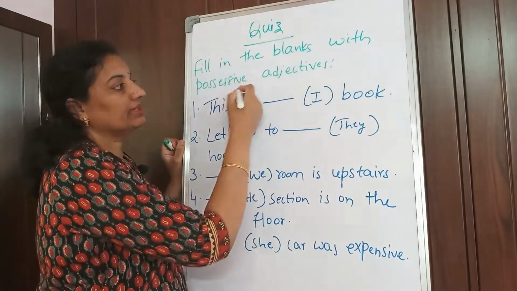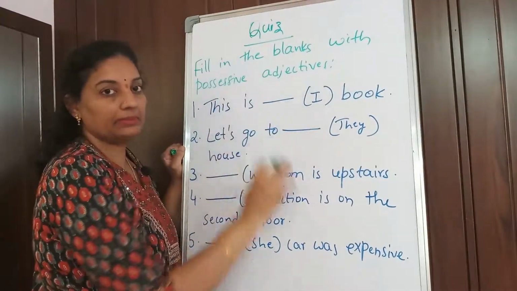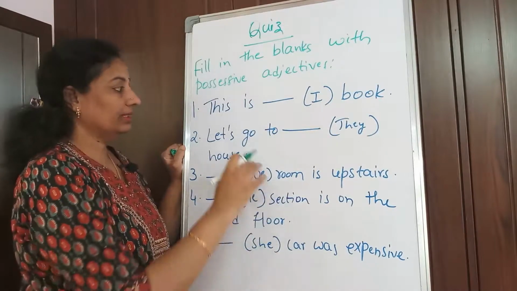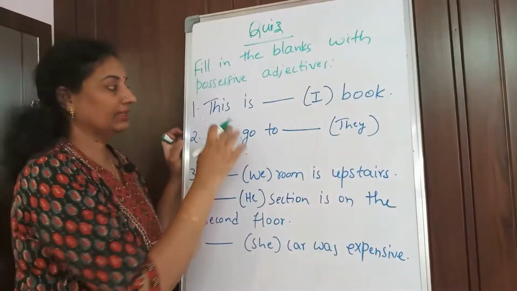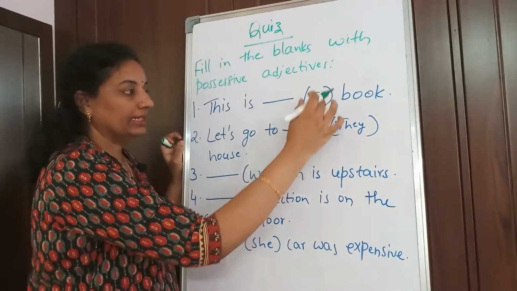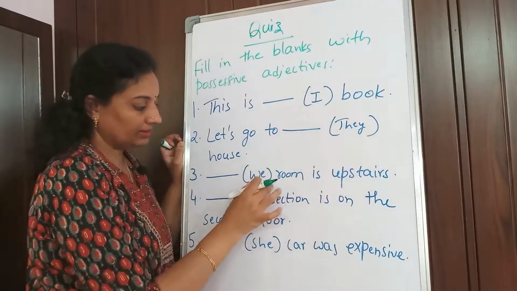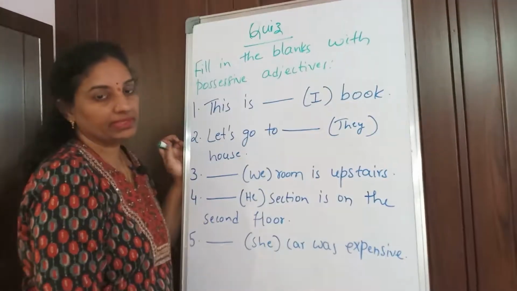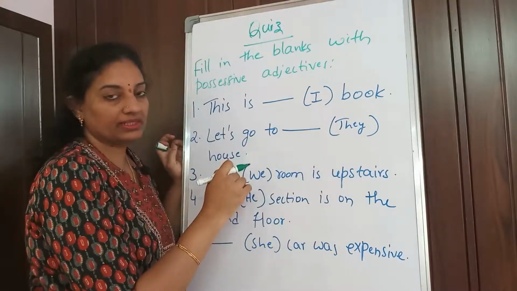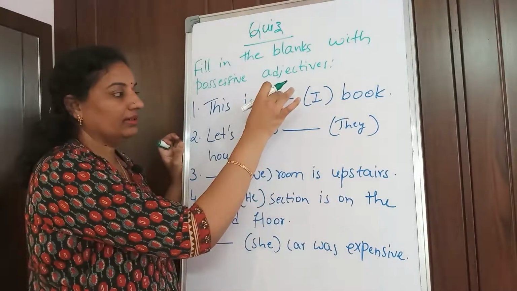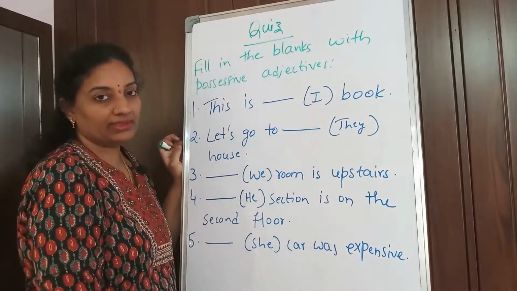Quiz time, friends. Fill in the blanks with possessive adjectives. Very simple quiz I prepared this time. Look at the blanks here. This is dash. In brackets, I have given personal pronouns. Simply, you have to write their possessive adjective forms in the blanks given.